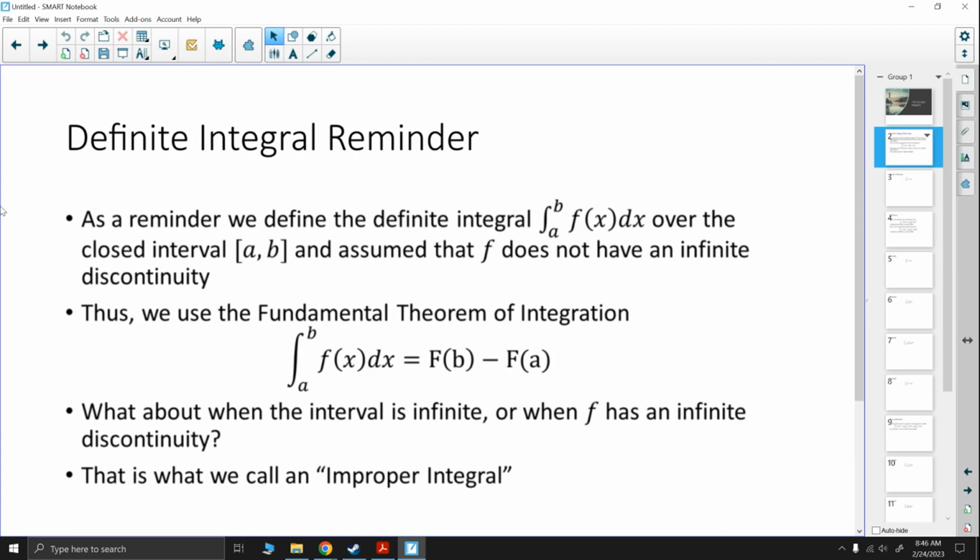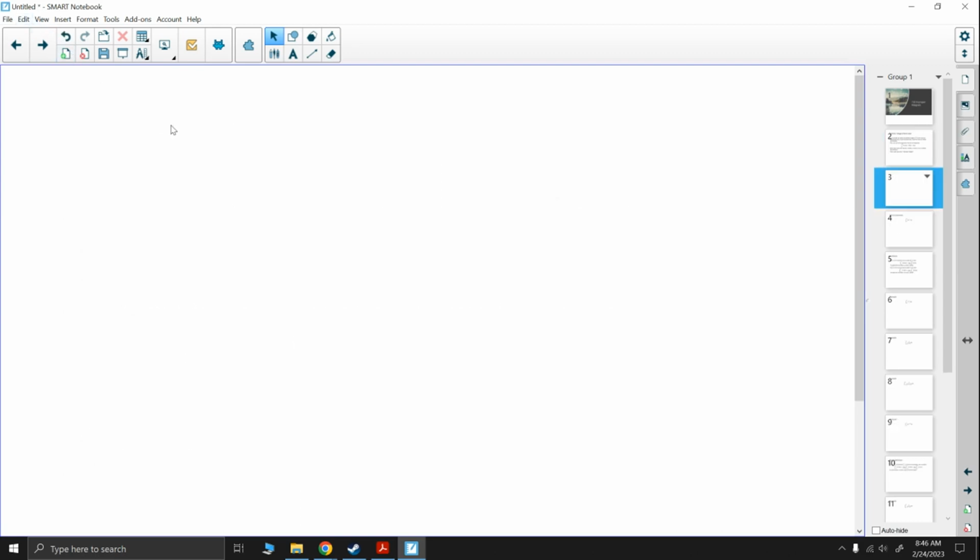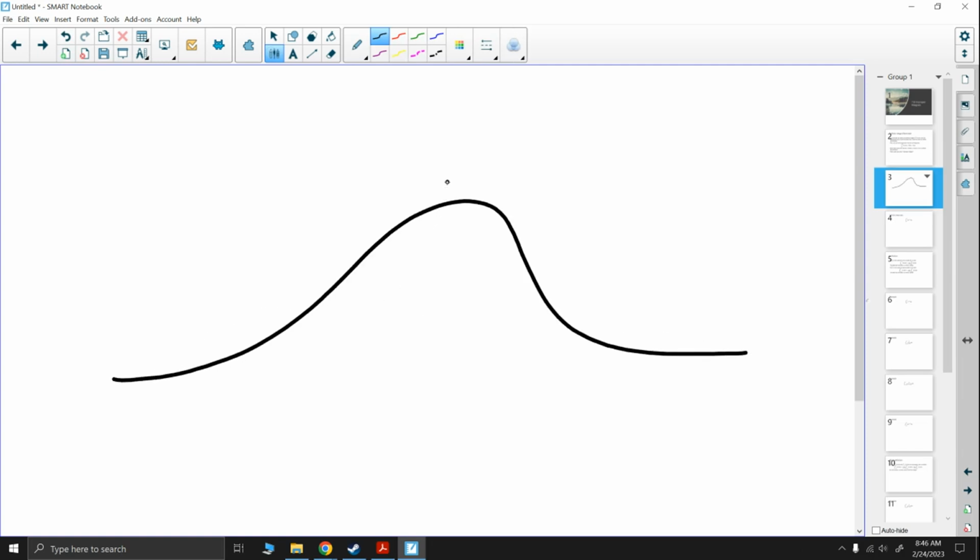But what about when we want to integrate over some infinite interval or with some infinite discontinuity? That's what we call the improper integral. To give you an idea of when this is helpful, the most basic thing that people are maybe the most familiar with would be the normal distribution, right? This is the mean of our distribution. We have standard deviations away, but the area under this curve is 1. That's the sum total, but it goes from negative infinity to infinity.